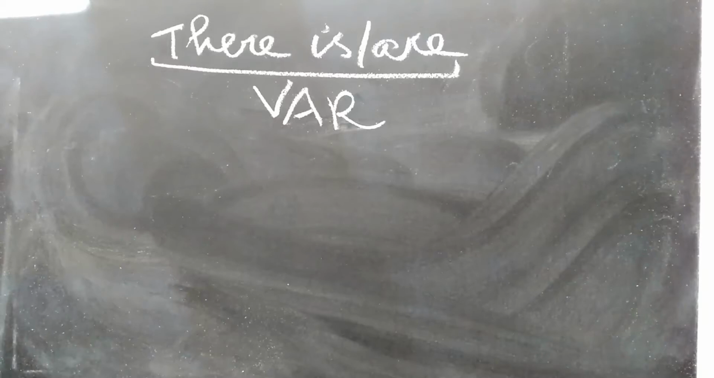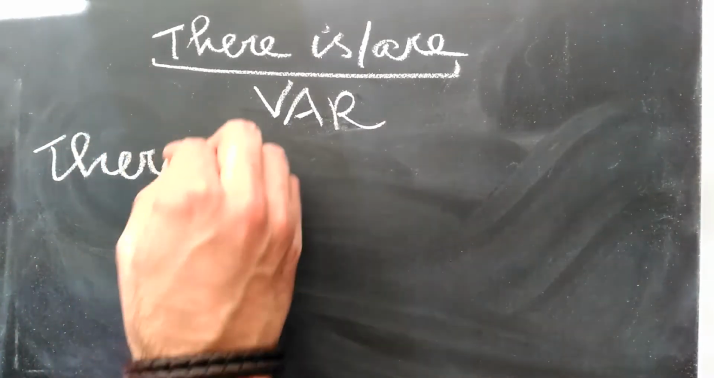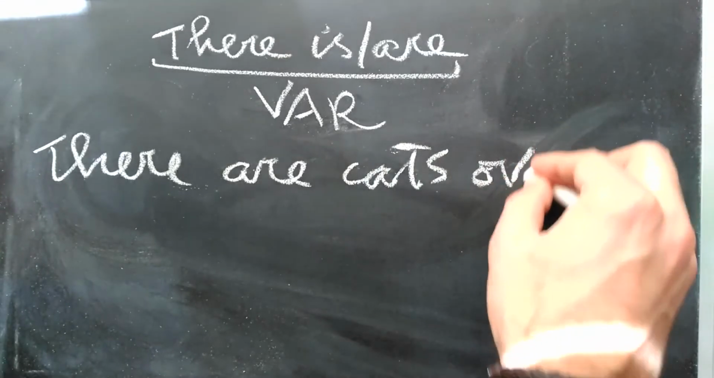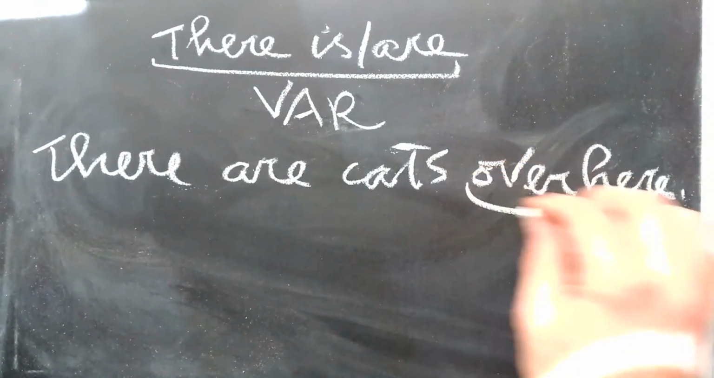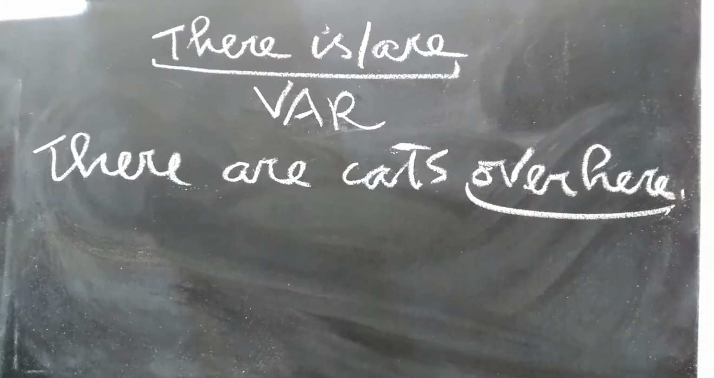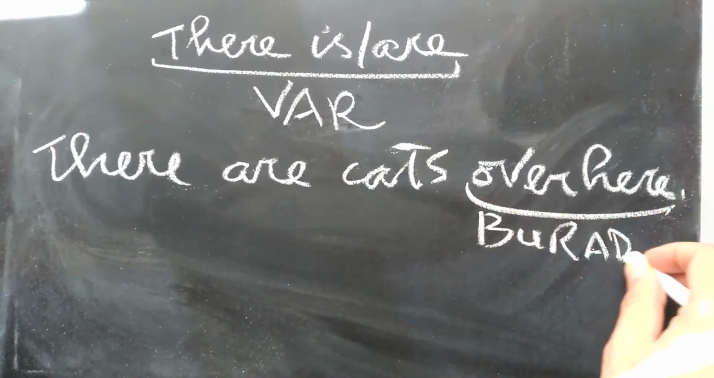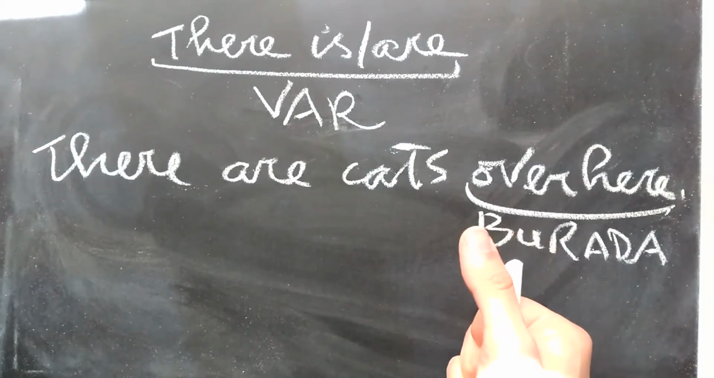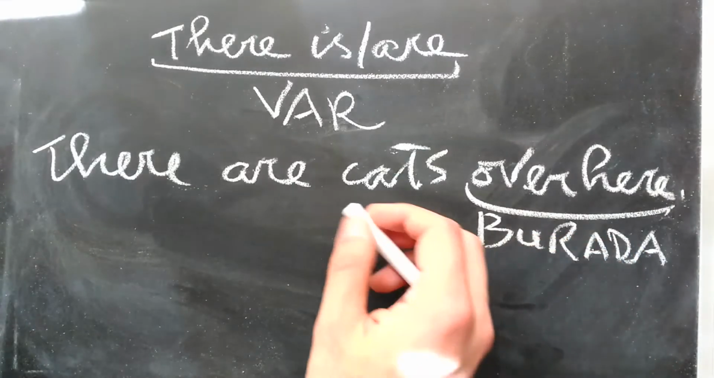Now let's work on a plural sentence. For example, let's say there are cats over here. Now over here is, if you remember from the 3rd lesson, it's burada. Okay, but we'll put it at the beginning because if you remember, the location comes first in the Turkish sentence.